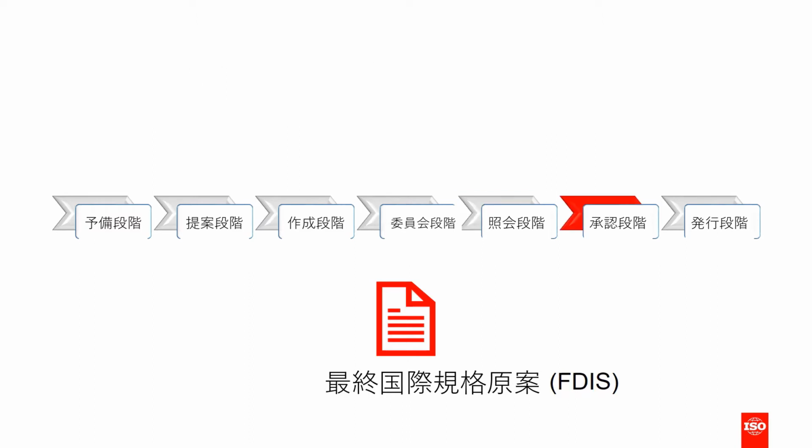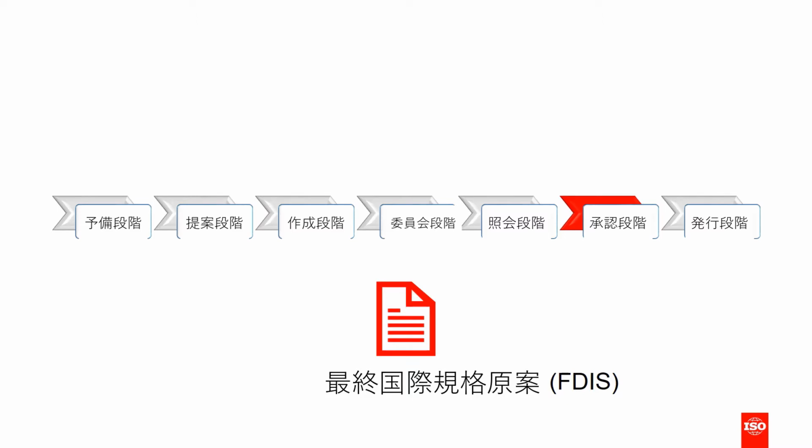A draft submitted for approval stage is now called a final draft international standard. The voting period is 8 weeks, and the approval criteria are the same as for the DIS, i.e. 2/3 majority of P members in favour and not more than a quarter of the votes negative. If the FDIS is approved, the draft proceeds to publication.